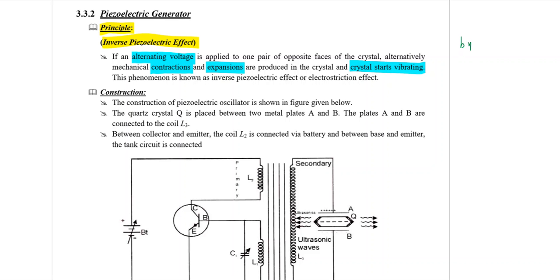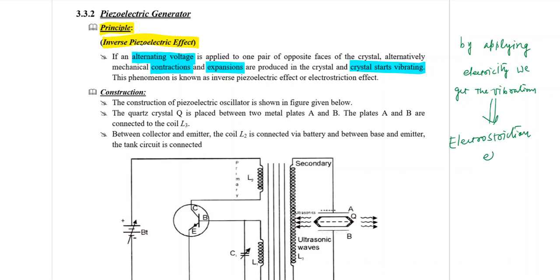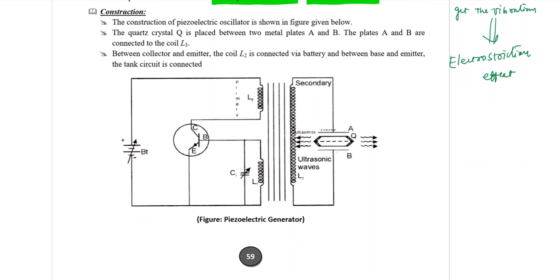So here, by applying electricity, we get the vibration of the crystal. Therefore it is known as the electrostriction effect. So this is known as the inverse piezoelectric effect, or the electrostriction effect. This is the basic construction circuit diagram of the piezoelectric generator. We will not discuss that as we discussed it above. So there are only three points. First is this, second is this, and third is about this.